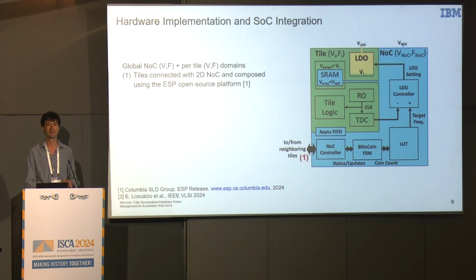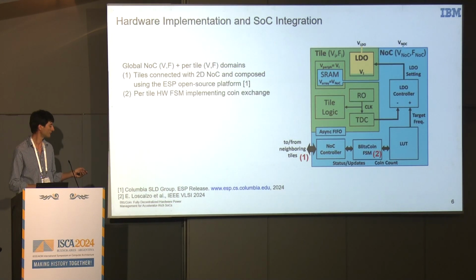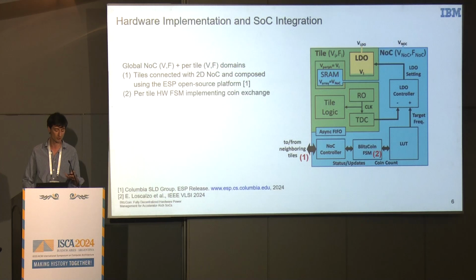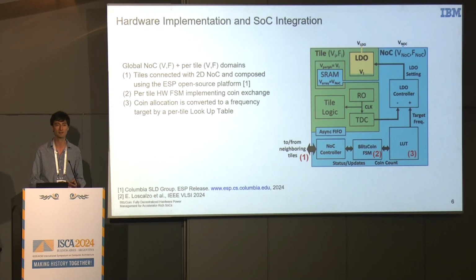So first, those tiles are composed using the ESP framework, which provides NoC communication between the tiles where the coins are exchanged. Secondly, once a tile receives its coin allocation from exchanges, we have a BlitzCoin FSM, which performs the coin exchange algorithm described previously. So third, we have a lookup table which converts the coin allocation, that is the power target, into a frequency target.